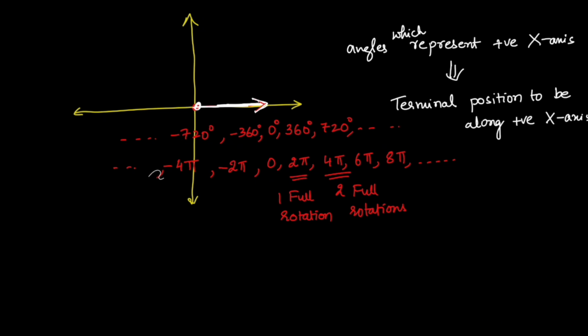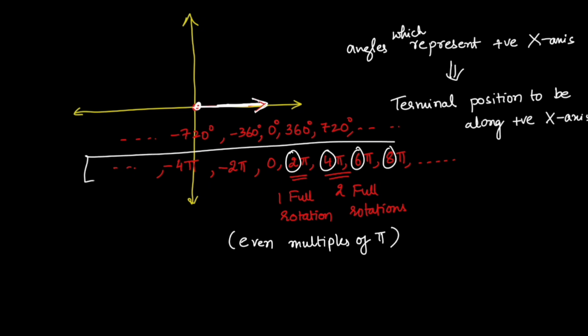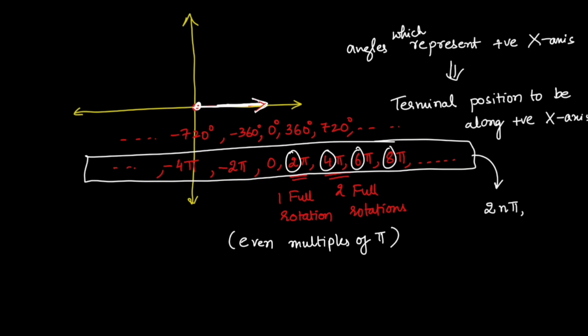Now if we notice all these angles, they are basically even multiples of pi, right? This is even number into pi, even number into pi, even number into pi. So how do we represent all these angles in a compact form? We say all these angles are in the form of 2n pi, where n is an integer. 2n means even number when n is an integer. 2n pi means even multiple of pi. So 2n pi is not just one angle, it is basically infinite angles.